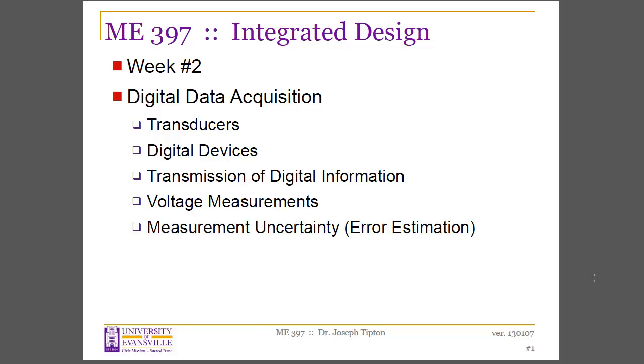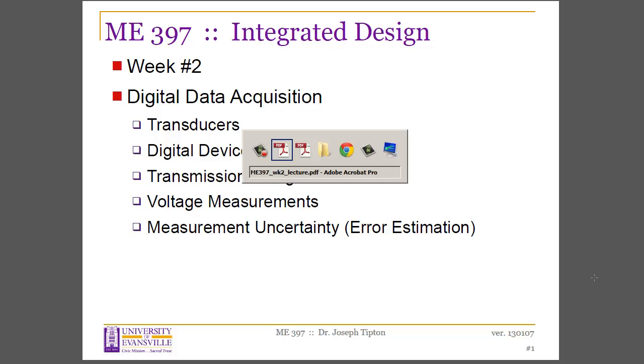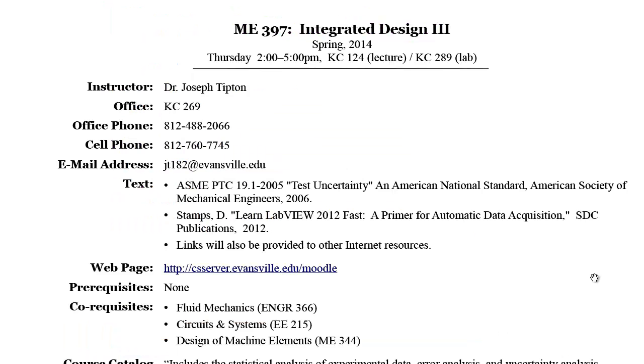For a transducer, in your assignment we're going to be using a load cell, which allows us to measure a force on an object. And we're going to be reading that through a digital multimeter, which is our digital device. In the process, we're going to have to learn about how digital information is transmitted and stored. We're going to have to learn about how voltages are measured in an analog device, and we'd also like to know about the error in the device. We'll estimate it using measurement uncertainty analysis. This will connect nicely with what we discussed in the course syllabus.